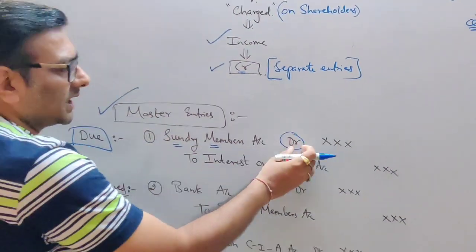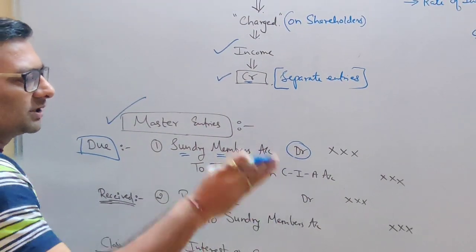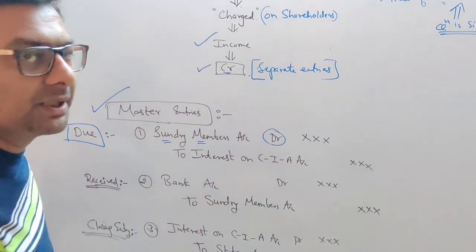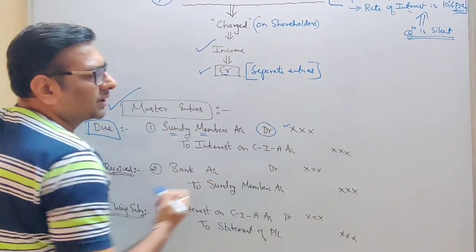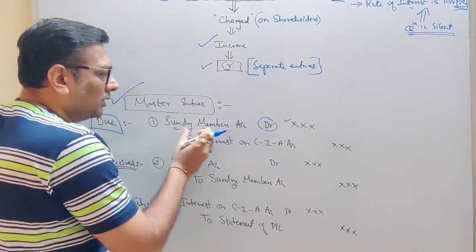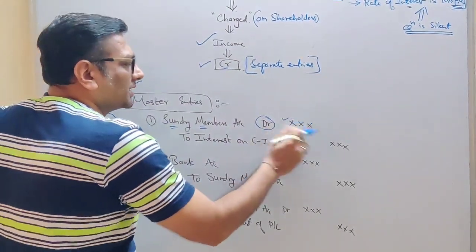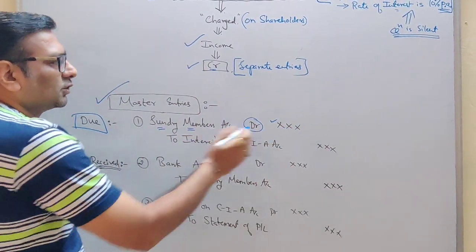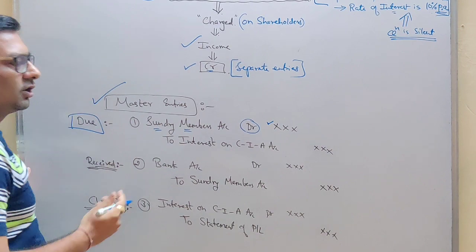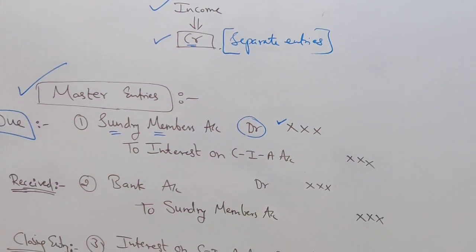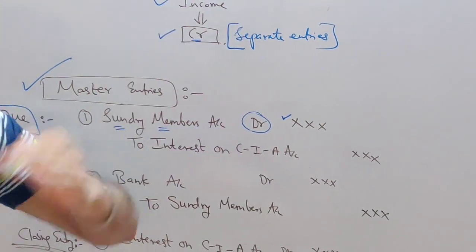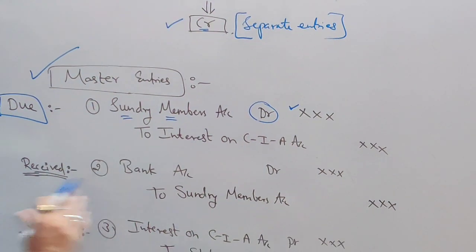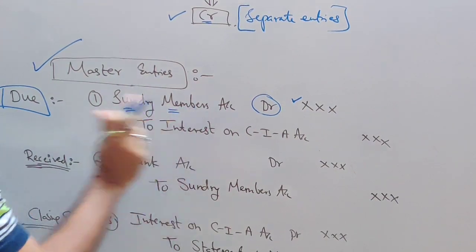So sundry members account debit. Suppose there are 6 shareholders who have not paid the money. You have to add it and write the total arrear money over here. This is the total arrear money on which we have calculated interest. So you will write total interest here, not the individual entry. You won't pass 6 entries because there are 6 shareholders. You have to club it together. That's the reason you don't write the name of the shareholder. You will write it as sundry members.